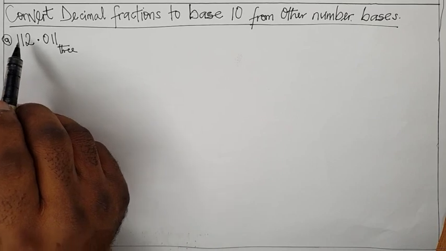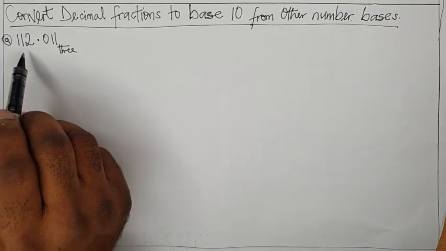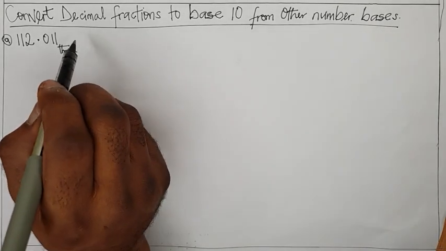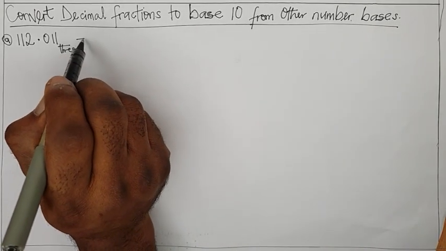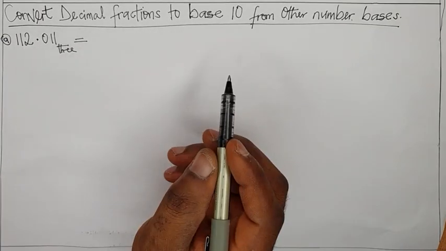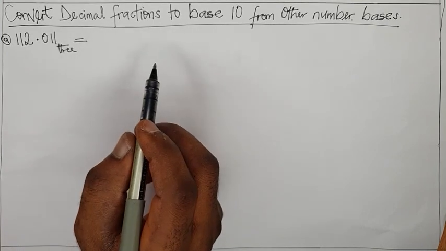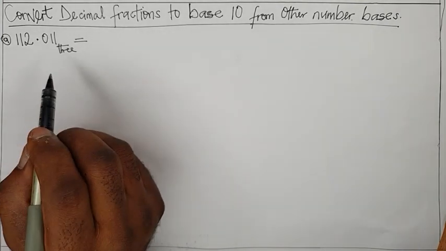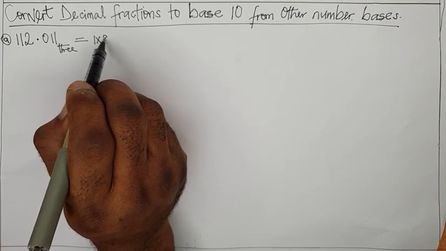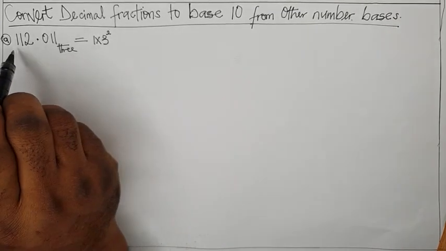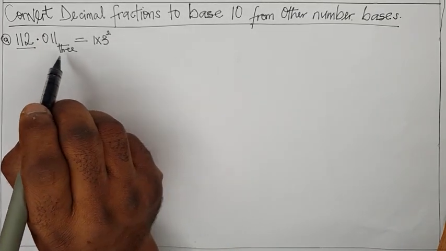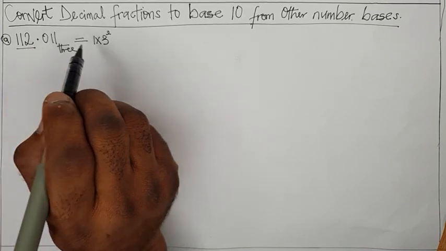We are going to first apply our operation to the whole number part before treating the decimal part. So the very first thing we are going to do is to convert 112 base 3 to a number in base 10. That will give us the whole number answer. So it is going to be 1 multiplied by 3 squared, since there are 3 digits that make up the whole number part. So the highest power of the base will be 2.